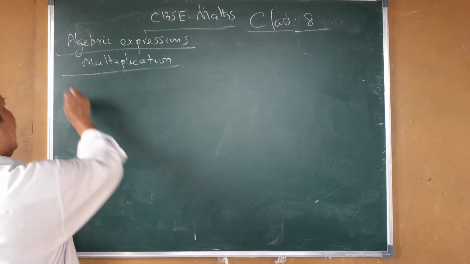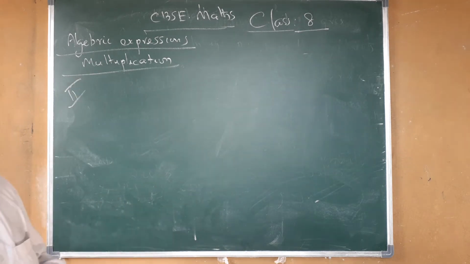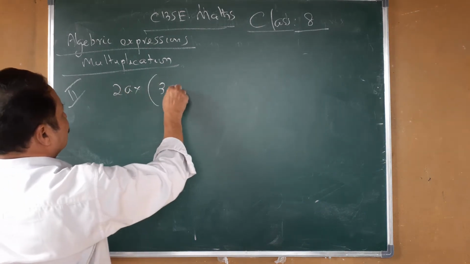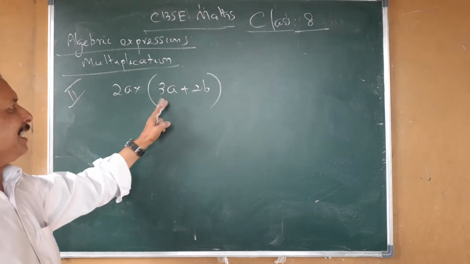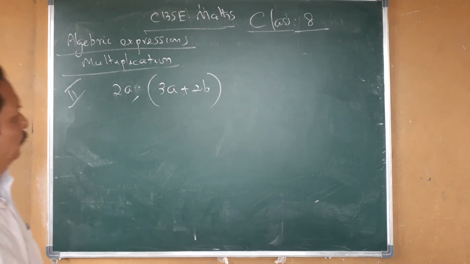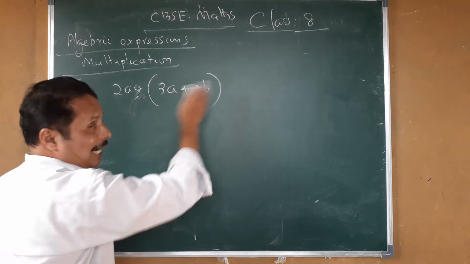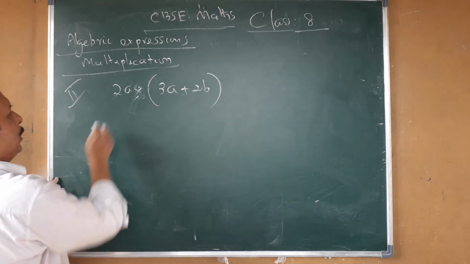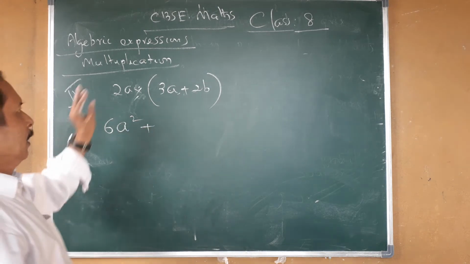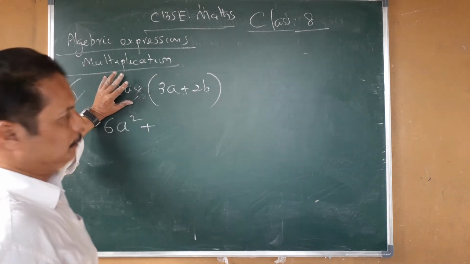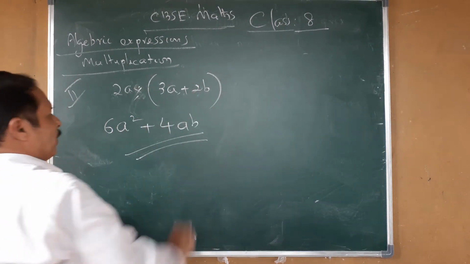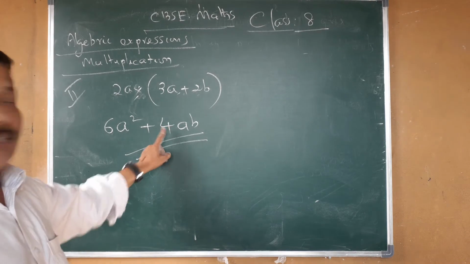Then another type, second type is multiplication of a monomial by a binomial. Look at here. 2a into 3a plus 2b. This has two terms. This has only one term. Find the product of this. So, first you write in brackets. Then 2a into 3a, 2 into 3, 6, a into a, a square. Multiply this term by this term. Then 2 into 2, 4, a into b, ab. So, what's your answer? 6a square plus 4ab.